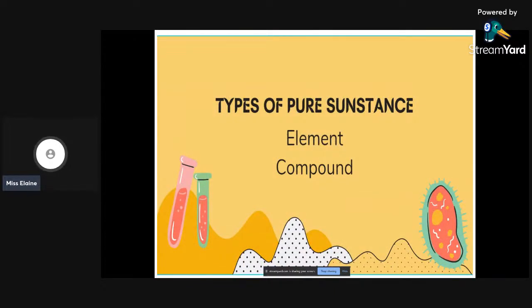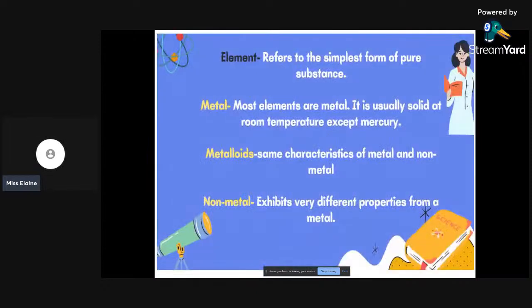So, types of pure substance. Sorry for the wrong spelling, it's substance with a B, not an N. We have element and compound. Element refers to the simplest form of pure substance. Can you state what elements we have in our periodic table? For instance, we have sodium, potassium, carbon, oxygen, hydrogen. Those are examples of elements.